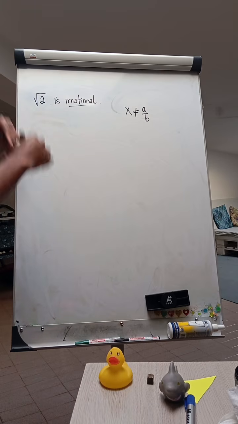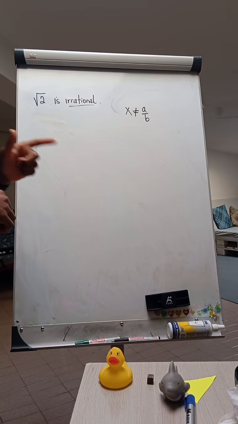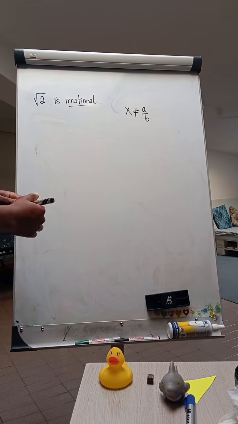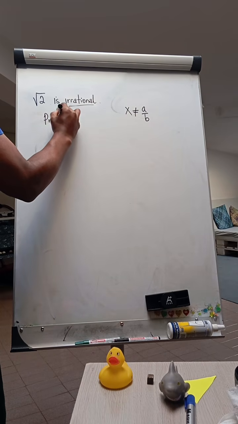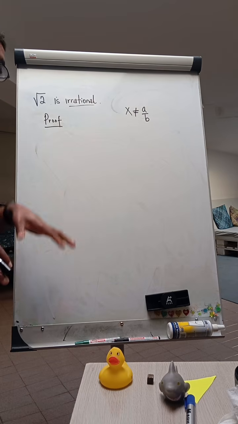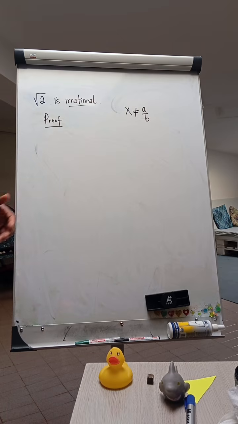Now we are asked to prove that the square root of 2 cannot be expressed as a ratio of two numbers. That's what we're asked to do. So let's get into the proof as fast as possible. Now, let's assume the contrary. We're going to take a proof by contradiction approach. In a proof by contradiction, we assume the contrary.